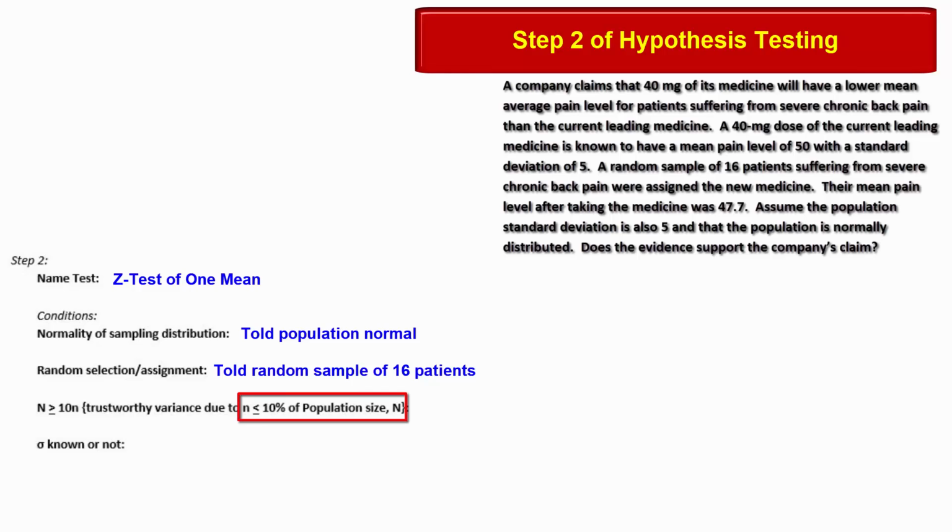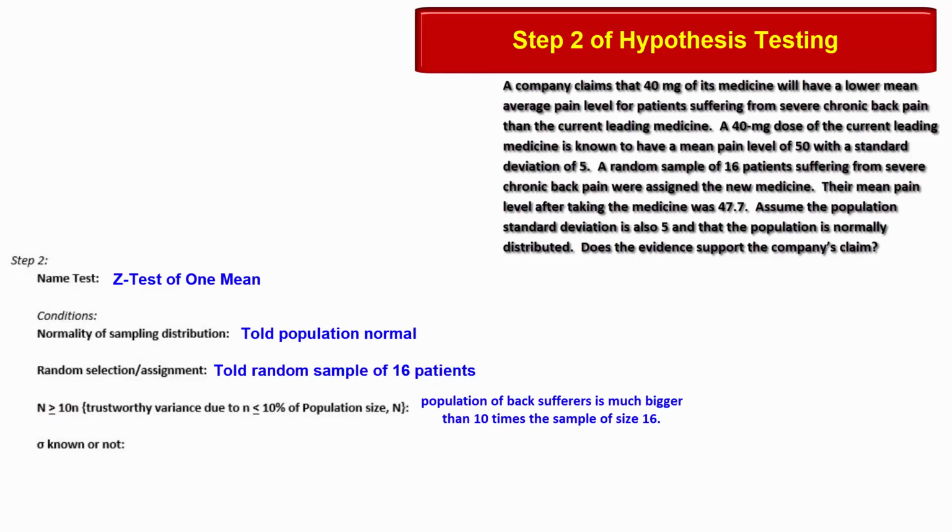Equivalent to a sample not exceeding 10% is to establish that the population must be at least 10 times as big as the sample size. In a situation like this problem, just employ common sense that the population of back sufferers must be much larger than 10 times the sample size of 16.